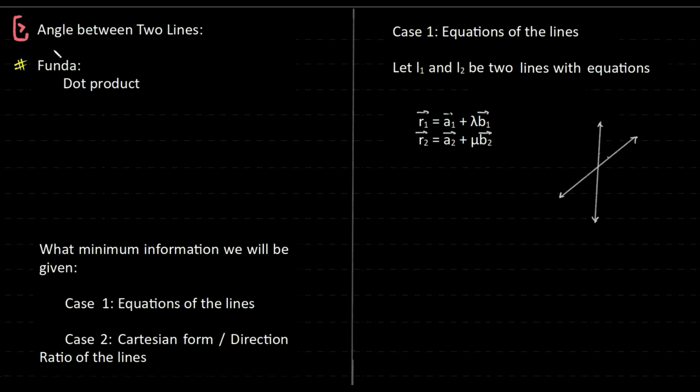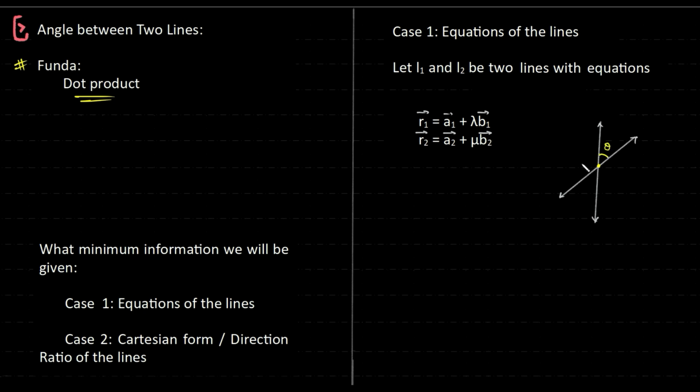Let's figure out the angle between two lines which are intersecting. Now, the fundamental here is the dot product. Before I talk about anything else, I want you to understand that when we talk about the angle between lines, it is always the least possible angle.